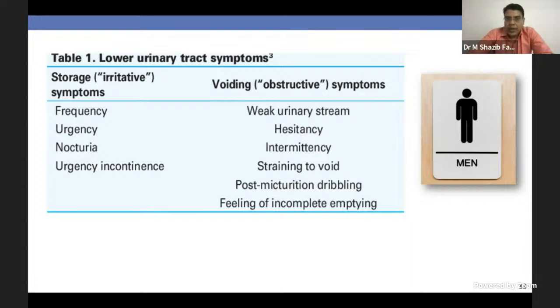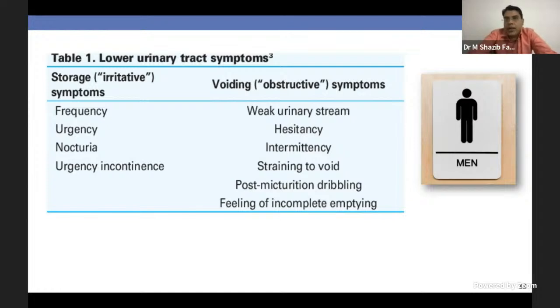Now moving towards the voiding or obstructive symptoms. A patient can have poor urinary stream, hesitancy. It means it will take some time for the patient to initiate the urine. Intermittency: the patient can pass urine, then it will stop, then it will again start coming out, then stop. So this is an episode of intermittency.